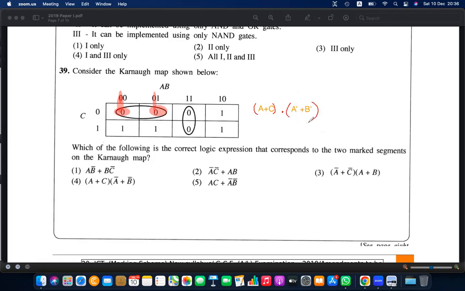Is there any place where you can see this? Yes, that is this one: A or C, and A naught or B naught. So that is the K-map solution for this question. For 39, the answer is number 4.